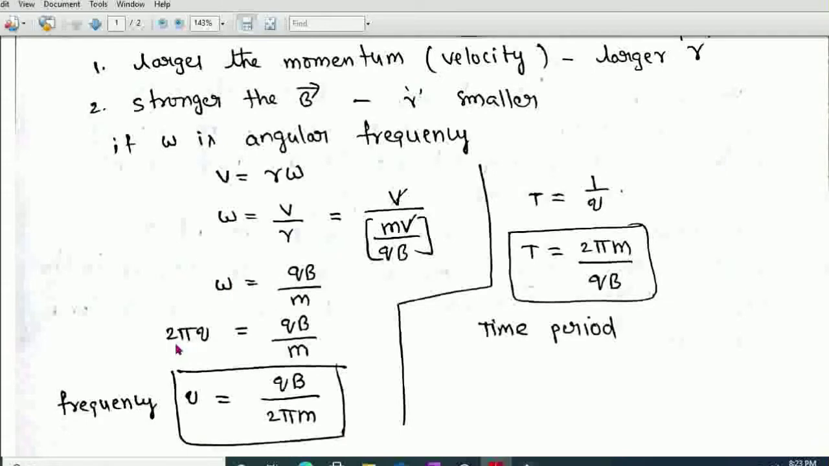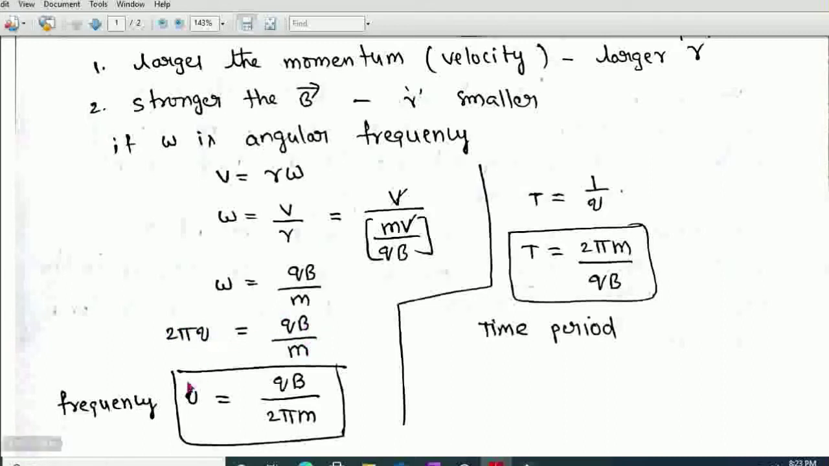We know omega is equal to 2 pi nu, where nu is the frequency. Omega is the angular frequency, nu is the frequency. Actually omega is equal to 2 pi by capital T, where capital T is the time period. Now the reciprocal of the time period is frequency. So omega can be written as 2 pi nu is equal to qB by m.